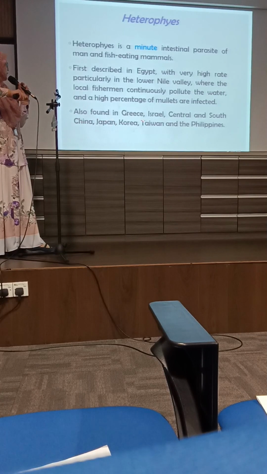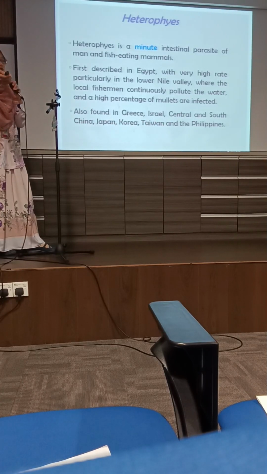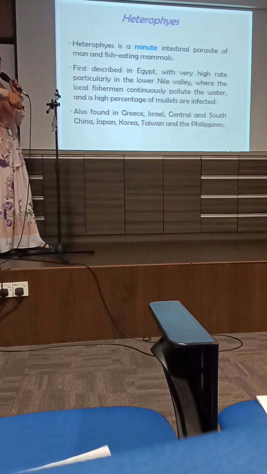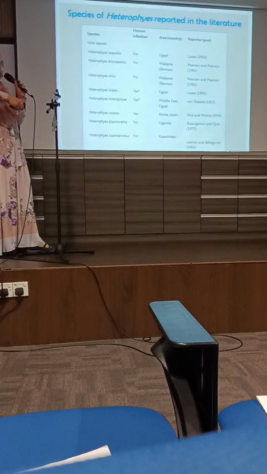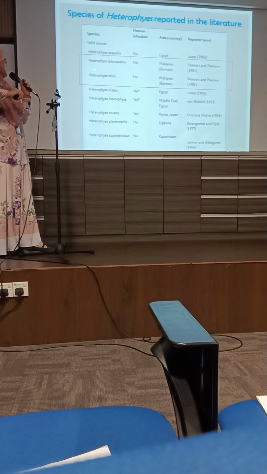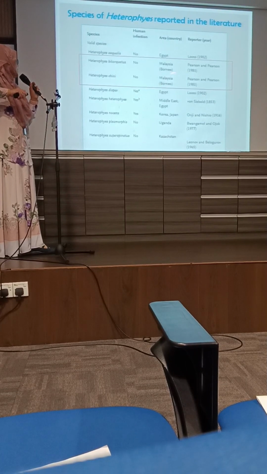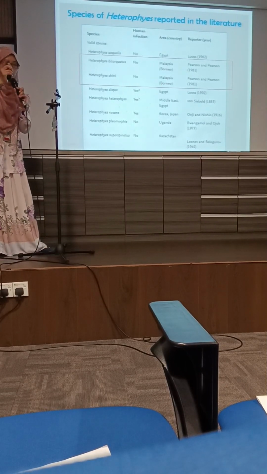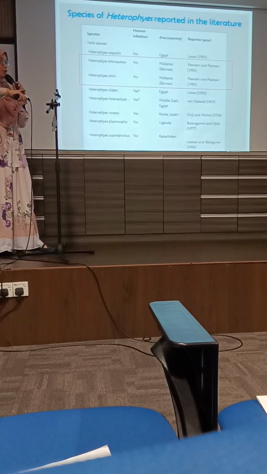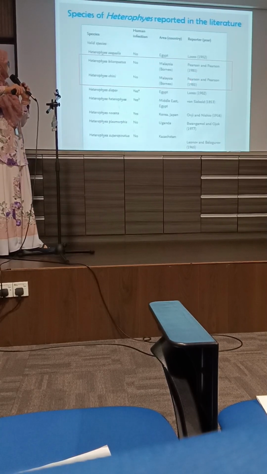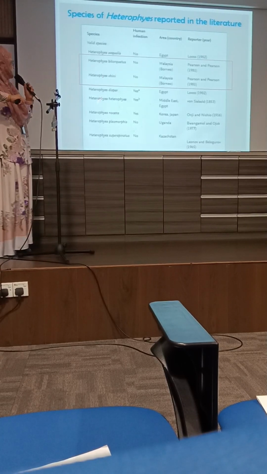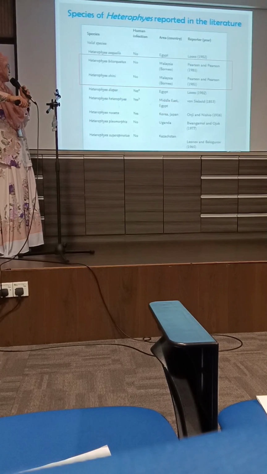So it is also found in Greece, Israel, Central and South China, Japan, Korea, Thailand, the Philippines. So far no cases of Heterophyes has been found in Malaysia. Macam ada, nanti kita tengok. I lupa, I ni pelupa. Ada, sorry. Heterophyes bitorquatus and Heterophyes shini, which is found in Borneo. Apa-apa pun semua dekat Borneo. Tadi pun kes Fasciolopsis dekat Borneo juga kan. Tapi tak tahulah, sebab Pearson mungkin pergi Borneo ni, dia jumpa 2 spesies ni lah. Tapi kita tak ada Heterophyes in Malaysia. So far Heterophyes ni banyak dekat Middle East and Egypt.